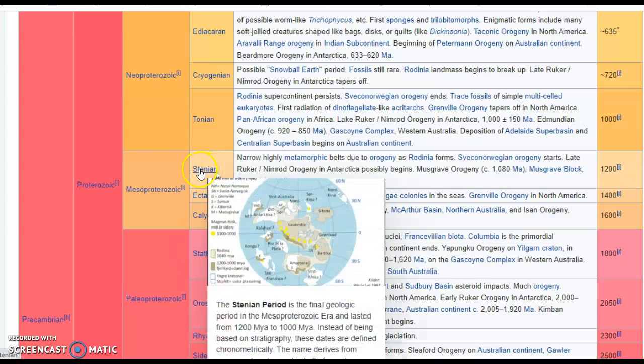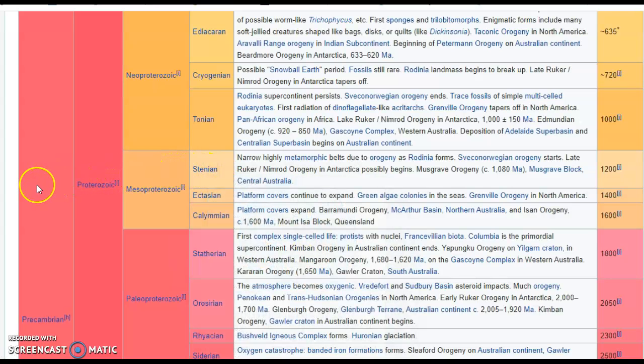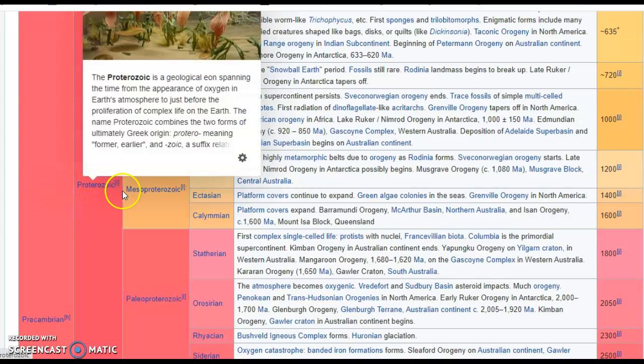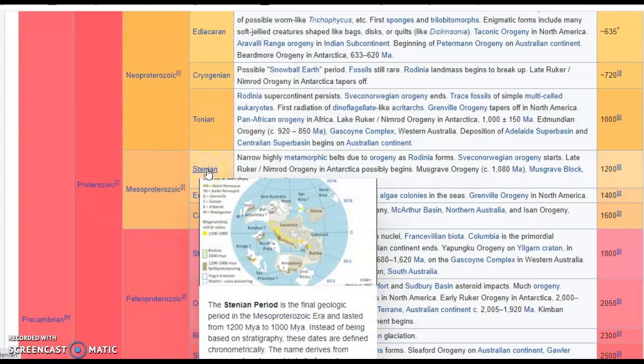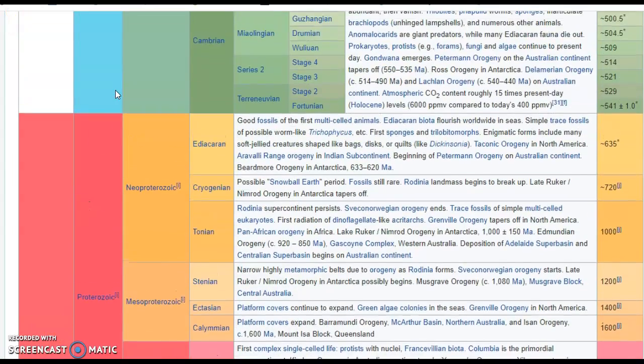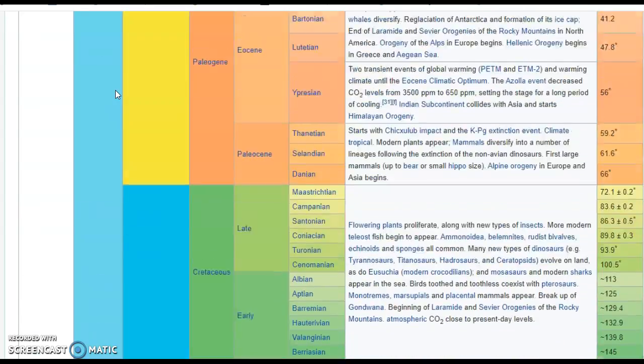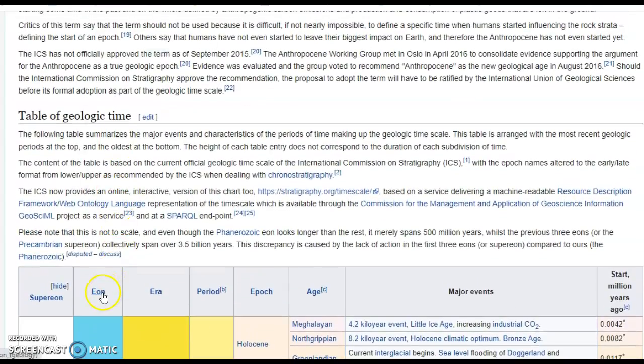So I come over here and I see 1, 2, 3, 4 time periods that have names on them. You have to get at least 3. So I'm going to pick Proterozoic, Mesoproterozoic, and Stenian as my 3 terms that I'm going to write in my Step 3 box. If I scroll up to the top of these columns, I can find out that those columns are titled Eon, Era, and Period. Some of you are going to have to go with supereon, eon, and era, depending on how far back in the time scale you fall.